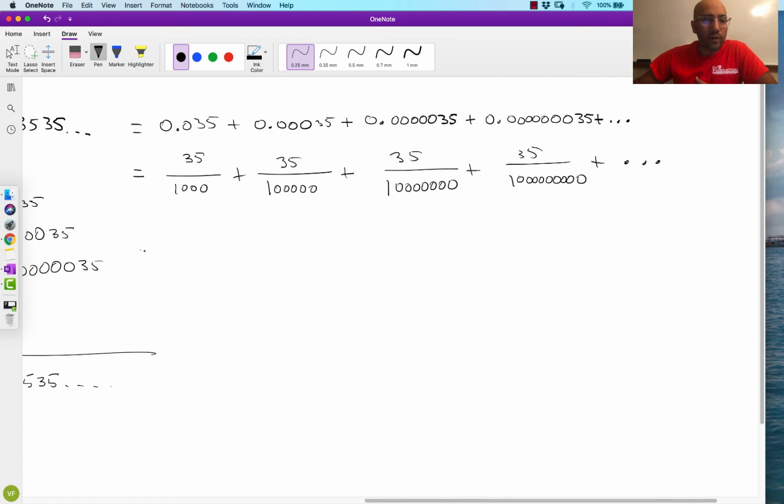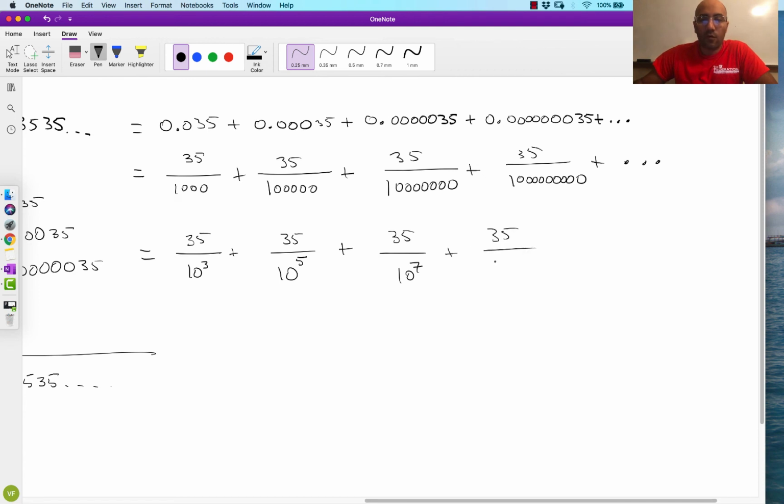Okay, so now I'm going to rewrite all of these with powers of 10 instead of all those zeros. So that'll be 35 over 10 to the power of 3 plus 35 over 10 to the power of 5 plus 35 over 10 to the power of 7, right? Because that's how many zeros we have. 1, 2, 3, 4, 5 zeros, power of 5. 1, 2, 3, 4, 5, 6, 7 zeros, power of 7.